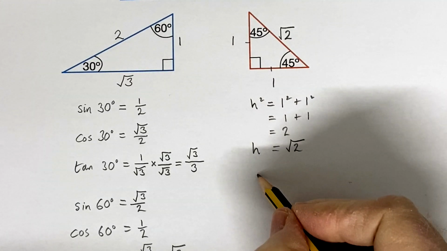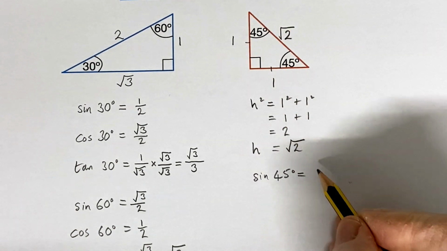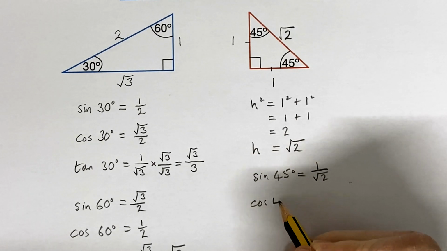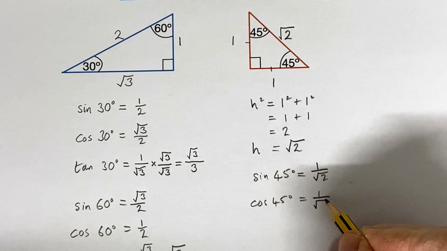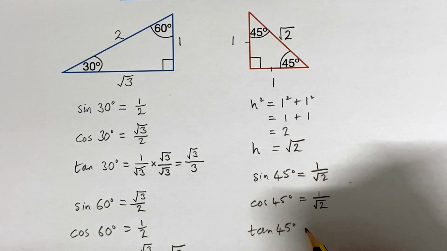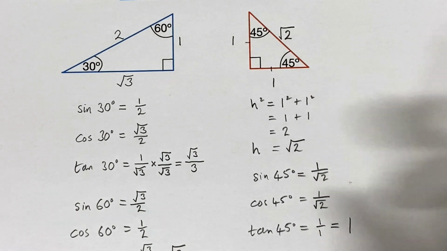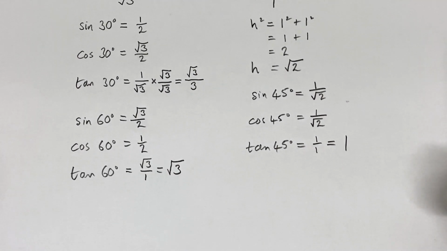Now, let's do sine 45 is opposite over hypotenuse. So that's 1 over root 2. Cos 45 is adjacent over hypotenuse, so that's the same. And tan 45 is opposite over adjacent, so 1 over 1, which of course is 1. So we've got some really important values here that we've found from those two triangles.